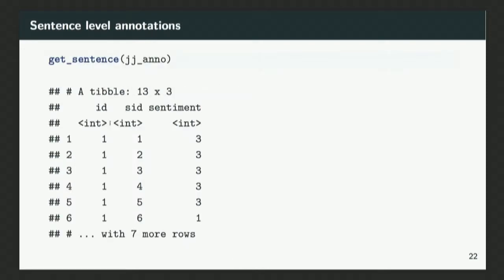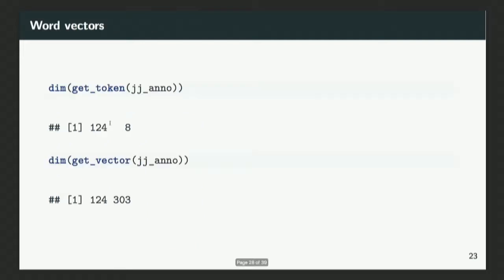Second to last, we have sentence-level annotations. These are annotators that tell us something about the sentence. The only one we currently have is sentiment scores. The sentiment analyzer in spaCy tells me whether the whole sentence is positive or negative, not particular words. And then I have word vectors, and word vectors are special.